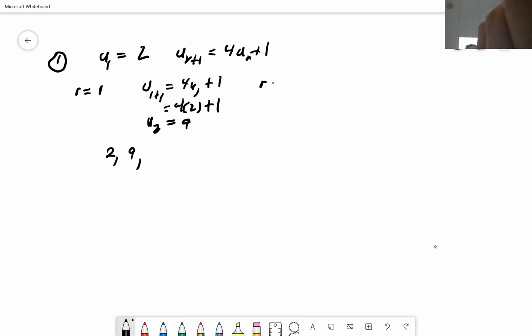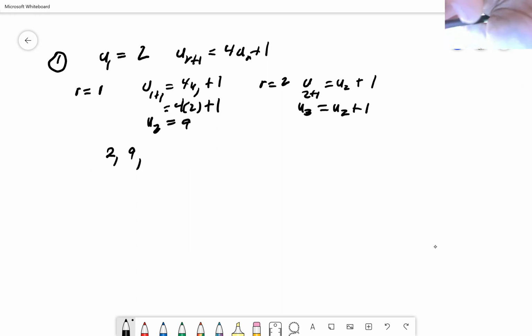Let's go ahead when r equals 2. And it's going to be u's of 2 plus 1 equals u's of 3, which equals u's of 2 plus 1, which is just going to be 9. Oh, I forgot the 4. Damn it. So it's 4 u's of 2. So that's 4 times 9 plus 1, which is 36 plus 1, which is 37. And so there we have it.